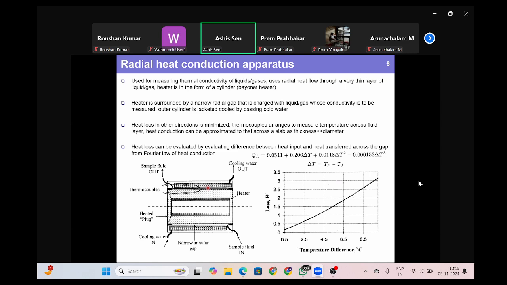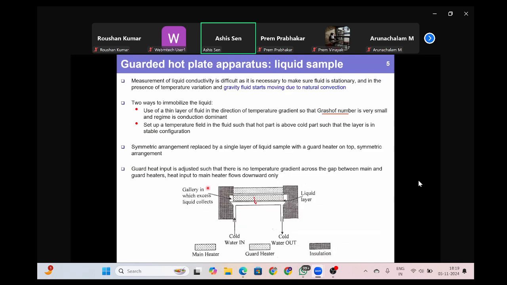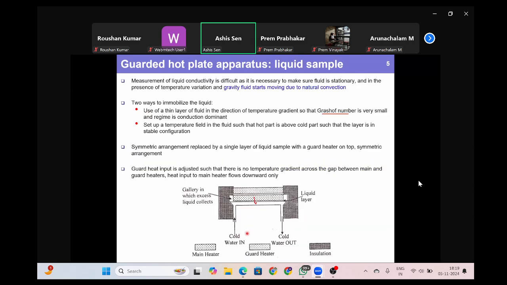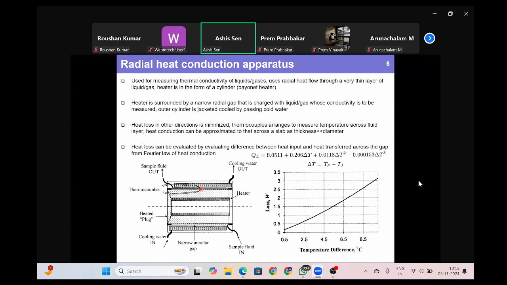So instead of using the Cartesian coordinate system for writing down the Fourier law of heat conduction, you basically use the radial direction. So here K will be equal to minus q over dT/dr. Okay. So the principle remains the same. You measure the temperature of the heater, you measure the temperature of the water, and you measure the temperature gradient. And knowing the heat flux applied to the heater, you find out the thermal conductivity.